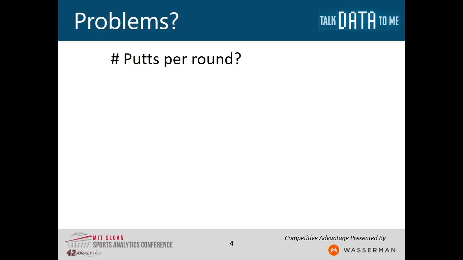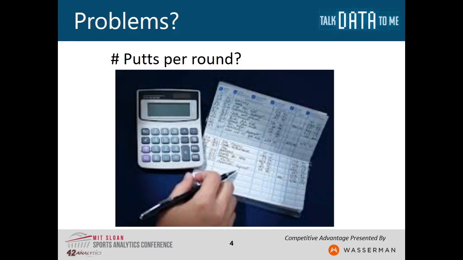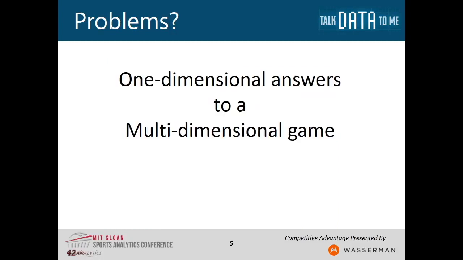Number of putts per round. This is perhaps the worst of all the statistics in that a number could tell you whether you were a good putter or not. It's very much like balancing your checkbook based upon the numbers of checks you wrote without regard to the amount. So these one-dimensional answers to a multi-dimensional game just didn't work.